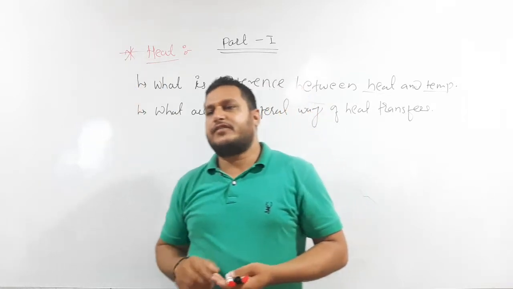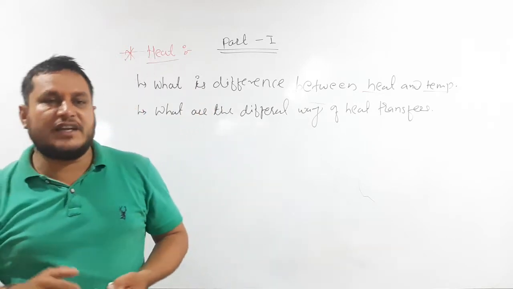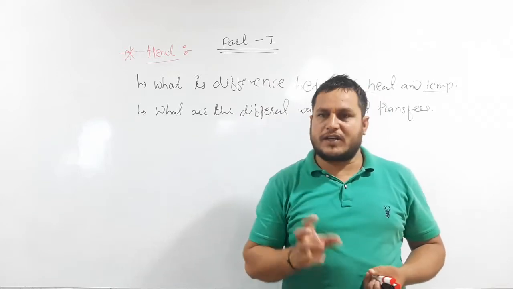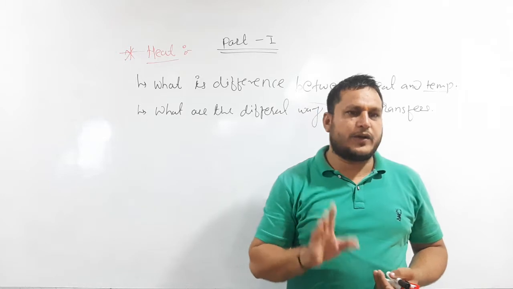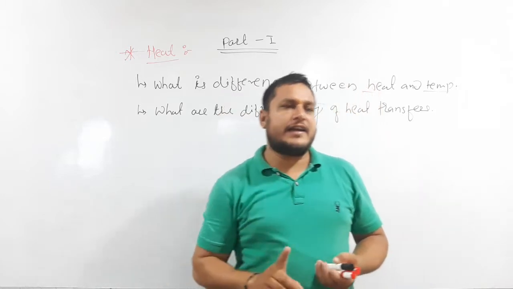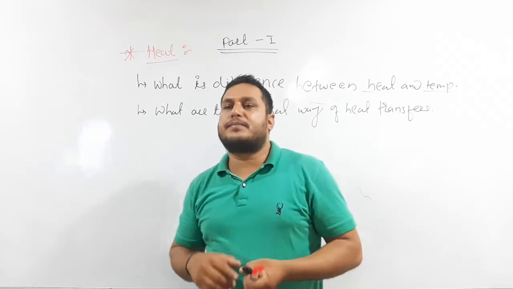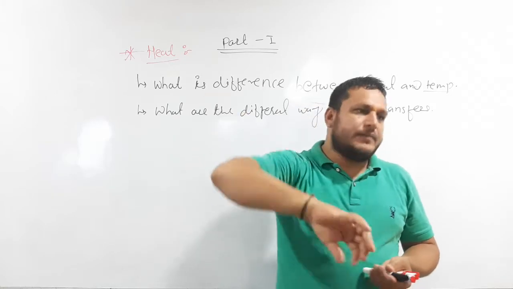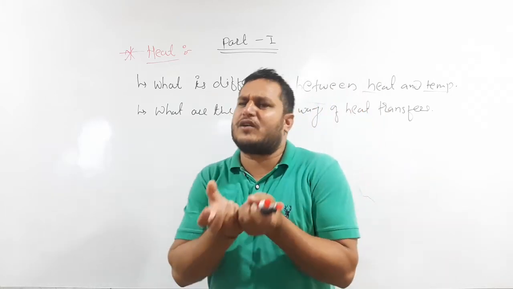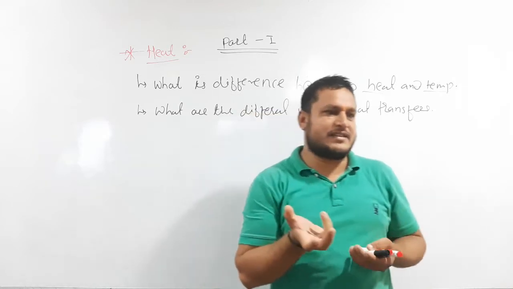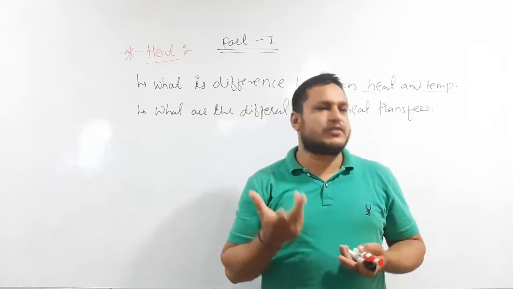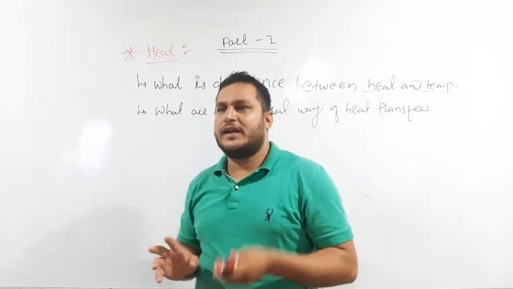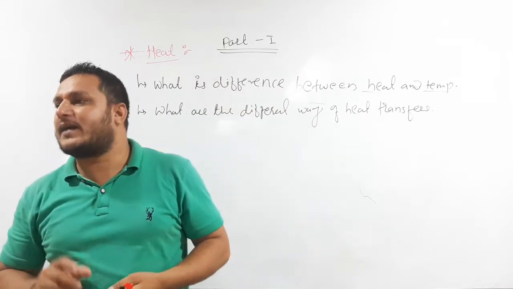For example, if we bring 1 liter of water at 100 degree Celsius temperature, it means that water is boiling, isn't it? And I want to mix in 1 liter of water at 0 degree. 0 degree Celsius means approximately ice, the solid form. When I put that 1 liter ice cube in the 100 degree Celsius water, then what happened?